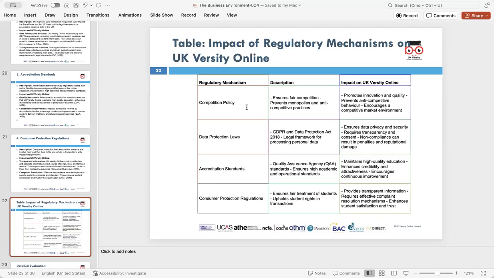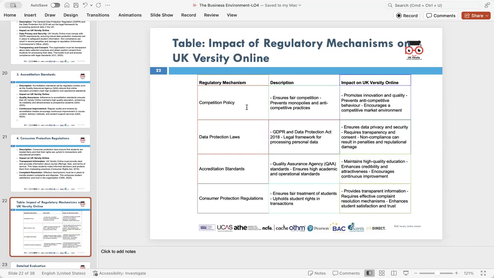Continuous improvement: regular audits and reviews by accreditation bodies encourage continuous improvement in course content, delivery methods, and student support services. This process helps UK Versity Online identify areas of enhancement and implement necessary changes, ensuring that it remains competitive and up to date with the latest educational practices and technologies.